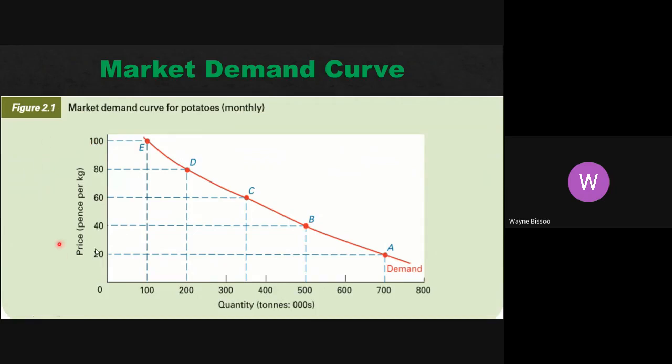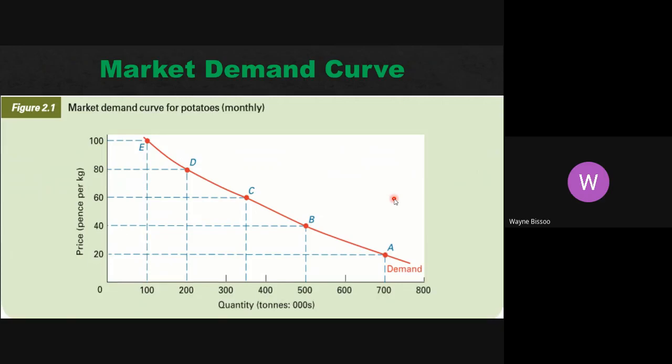So you have prices on the y-axis, quantities demanded on the x-axis. At 100 pence, only 100 tons of potatoes are demanded. But at 20 pence, or 20 cents, let's use that equivalent, 700 tons of potatoes are demanded in the market. So this is giving us this downward sloping curve that we refer to as the demand curve. All right, so that speaks to the demand function.